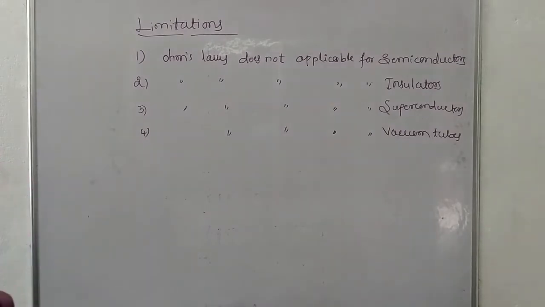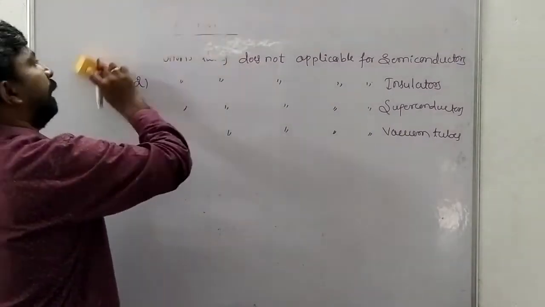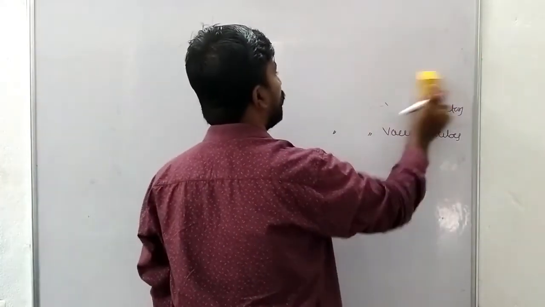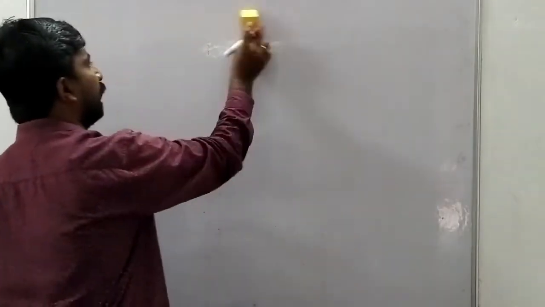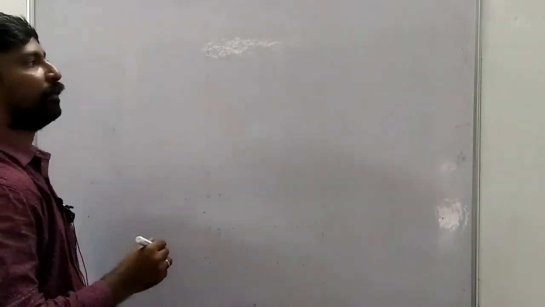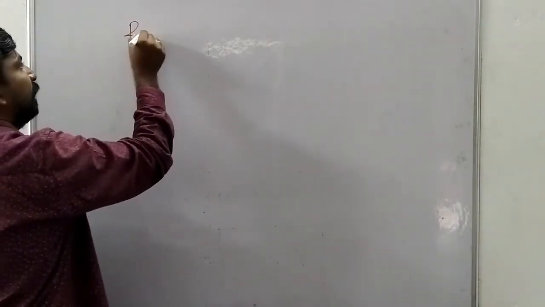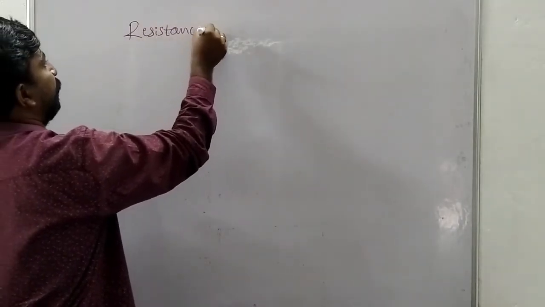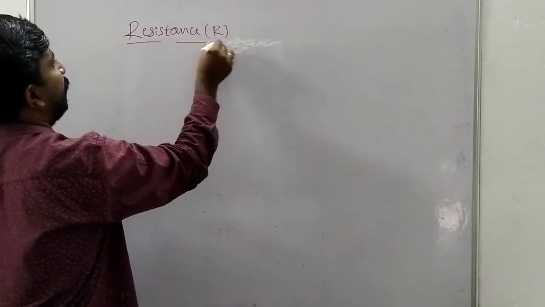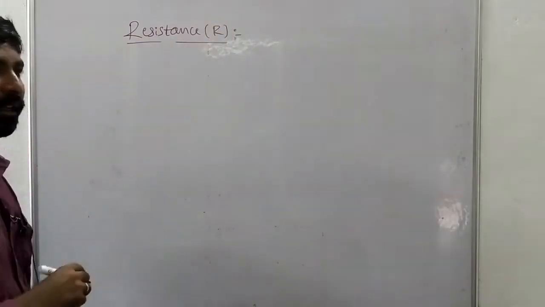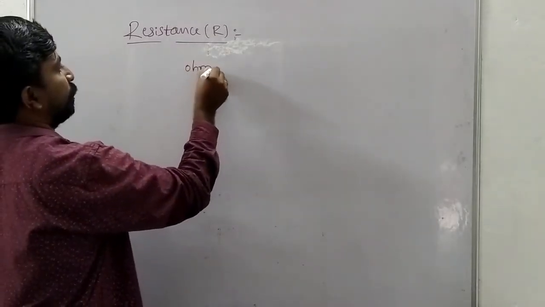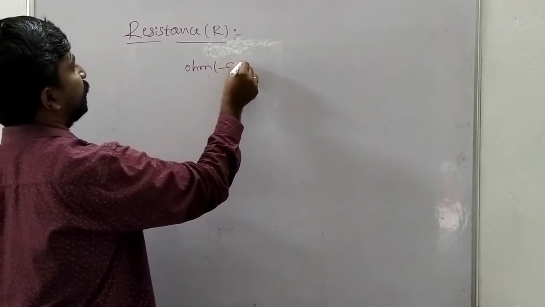So now, the next important concept is resistance. What is meant by resistance? It is the opposition offered by the conductor to the flow of current through it. That is called resistance. Resistance is denoted by capital R. The SI unit of resistance is ohm, symbolically represented by this symbol.